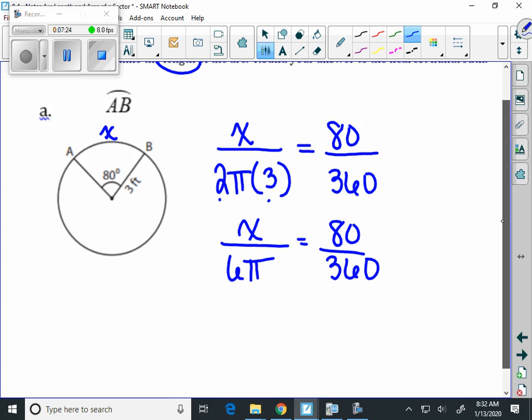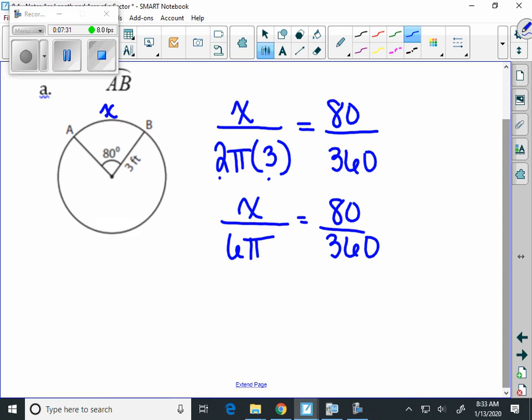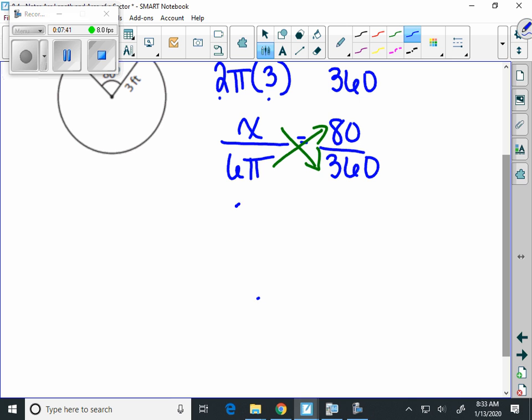When we go back and look at the directions, it says round your answer to the nearest hundredth, and this is how I deal with that. To solve a proportion, we're going to cross multiply. We're going to multiply those two together, and we're going to multiply those two together. And when we multiply, we get x times 360, which is 360x. And over here, 6 pi times 80, well, 6 times 80 is 480 pi.